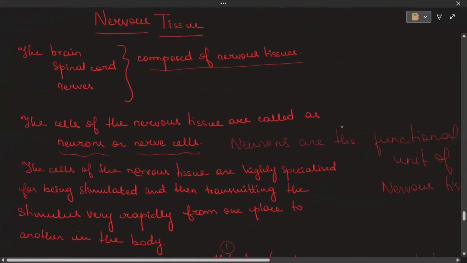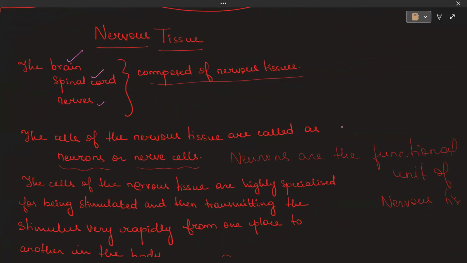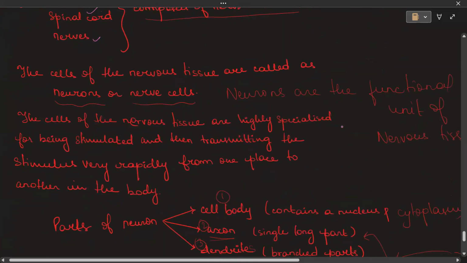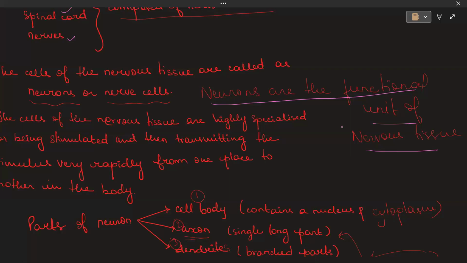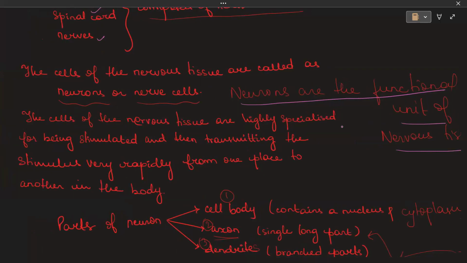Okay. Now, the brain, the spinal cord, the nerves in our body, all of them are made up of nervous tissue. Now, the cells of the nervous tissue are known as neurons. Like how the cells of the muscular tissue were known as muscles, same way, the cells of the nervous tissue will be called the neurons or the nerve cells. Neurons are the functional unit of the nervous system or the nervous tissue. Like how cell is the basic functional unit of life, same way, neurons are the functional unit of nervous tissue.